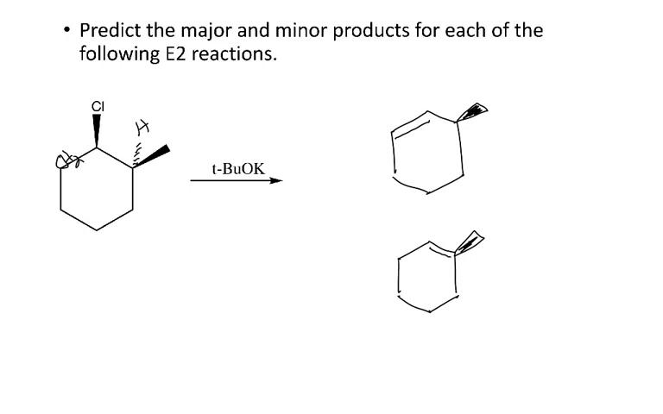Then again, to decide which one is the major product and which one is the minor product, I have a di-substituted alkene here, so this is going to be my minor product. And then I have a tri-substituted alkene here, so this is going to be my major product.